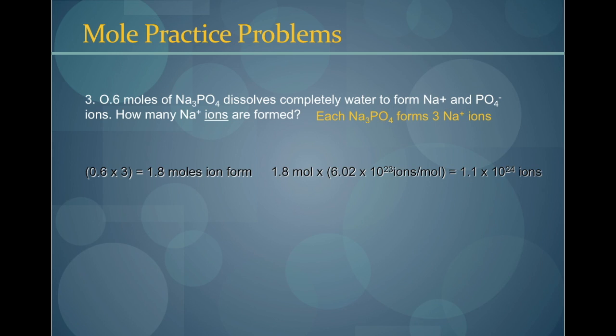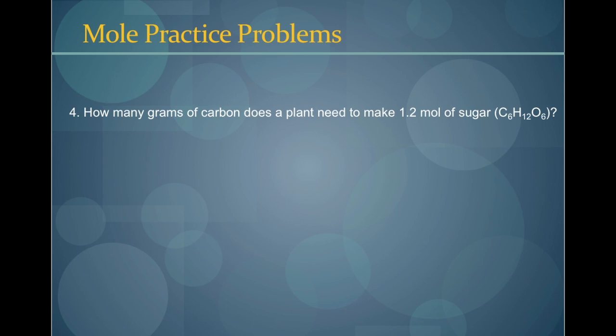All right, how many grams of carbon does a plant need to make 1.2 moles of sugar, which is C6H12O6? So this is the process of photosynthesis, where plants produce sugar, which you'll learn about if you're taking biology. So anyway, if we have 1.2 moles of sugar, we want to know how many grams of carbon.